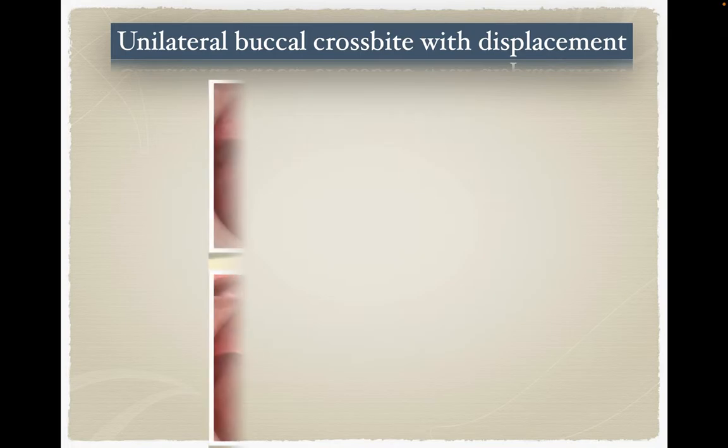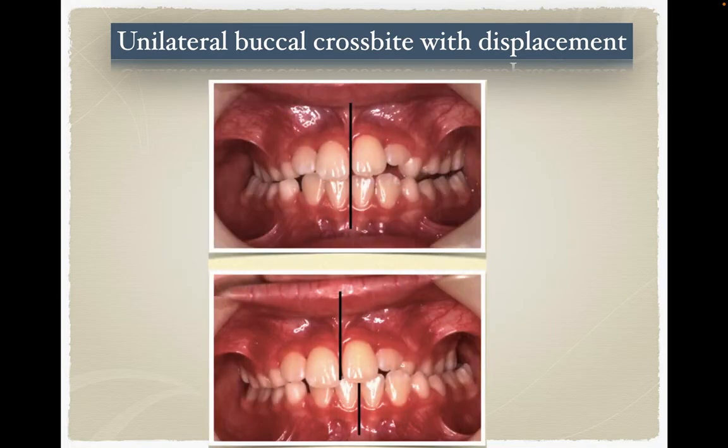Unilateral buccal crossbite with displacement. Now, I would like to describe the crossbite correctly in the clinic. So if you have a patient like this at the top, you can see that the midlines are coincident. Now the patient is biting cusp to cusp. He's not feeling comfortable. He needs to achieve maximum intercuspation, cusp-fossa relationship. So what he does is he shifts the mandible to one side. We call this unilateral because it's only one side.